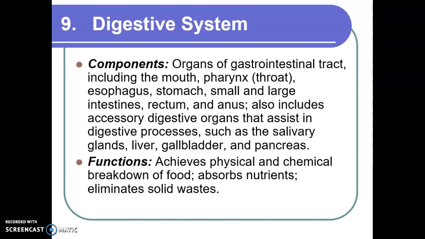And with functioning, it says it achieves physical and chemical breakdown of food, absorbs nutrients, and eliminates solid waste. So when we think about energy to be able to function throughout the day, of course, we're going to have to feed our body, give our body fuel. So we're not going to take gas, but we're going to use food to be able to do that. And some food, yes, might cause gas, but you know what I'm saying there.